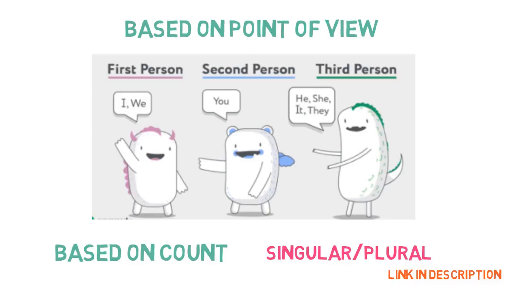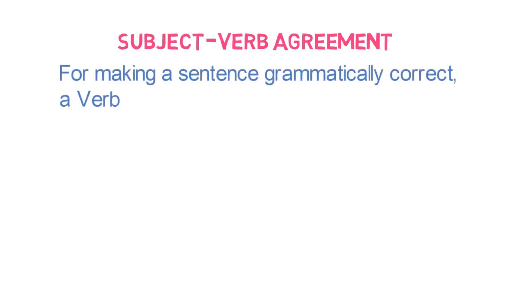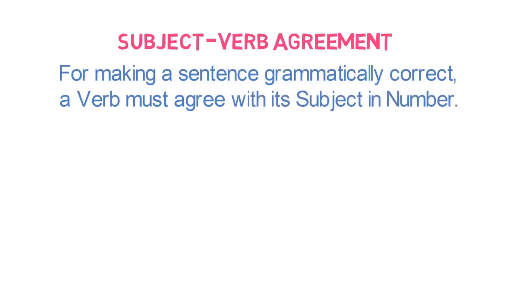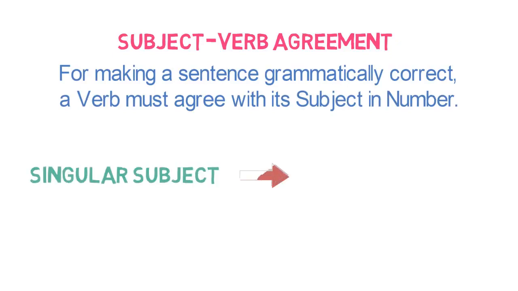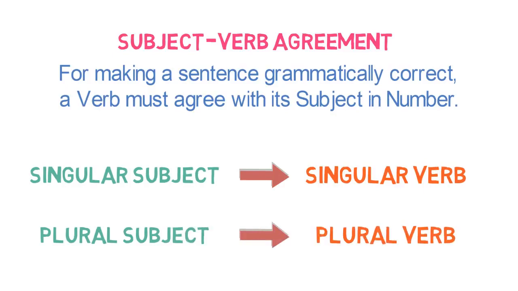Now let's understand the main topic of today. What is subject-verb agreement? For making a sentence grammatically correct, a verb must agree with its subject in number. That is to say, in any sentence, singular subject must have singular verb and plural subject must have plural verb. This is the most general rule, so again I will repeat. Singular subject must have singular verb and plural subject must have plural verb. Please note, this statement holds true only when the subject is in third person.